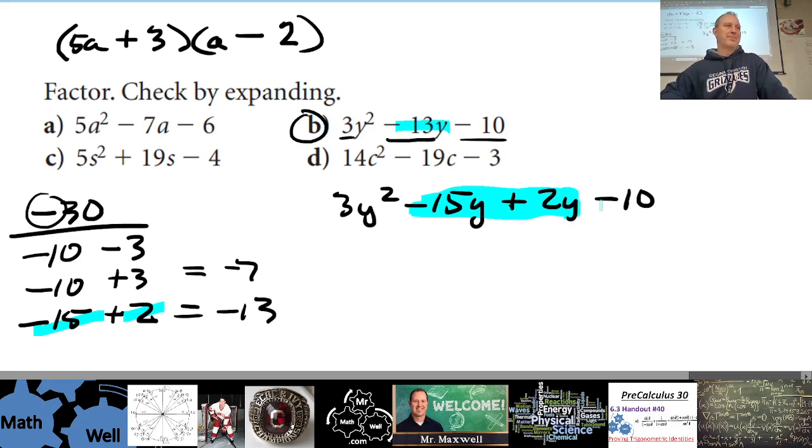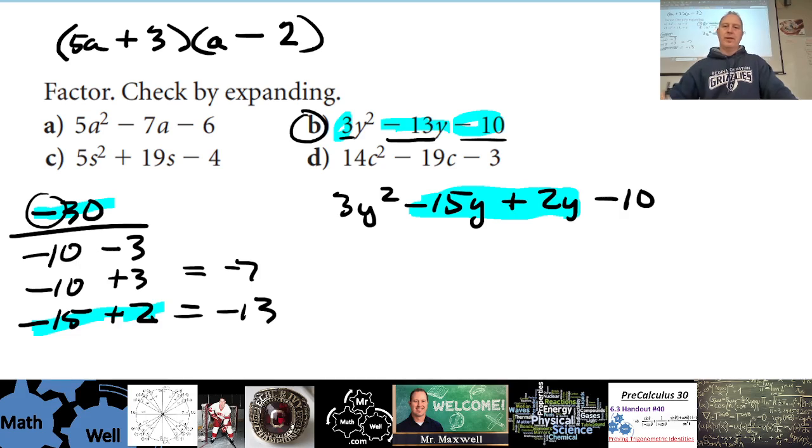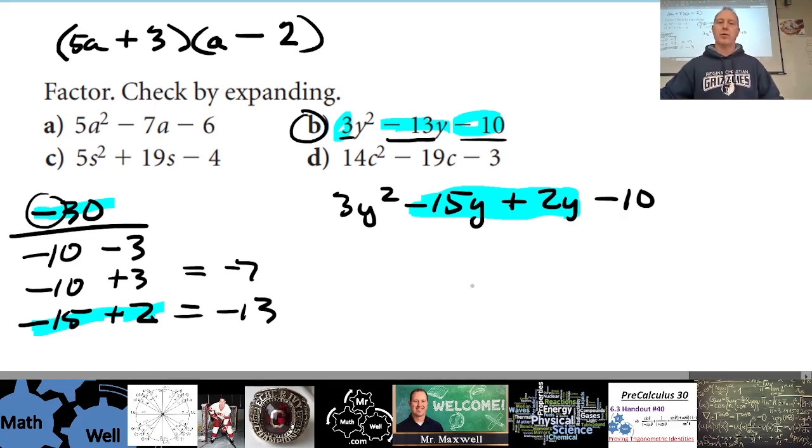No? Not quite. 3 times negative 10 is negative 30. What are the factors of negative 30 that add up to negative 13? And that is these ones. Okay? All right? It's okay. Practice. You have to do this 20 or 30 times before you get comfortable with it.